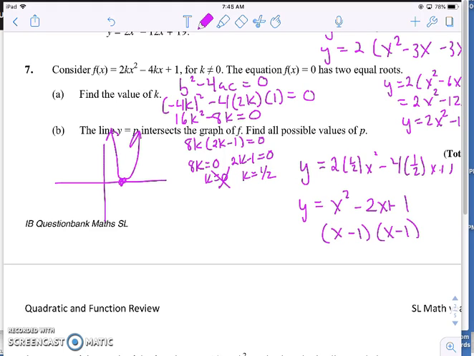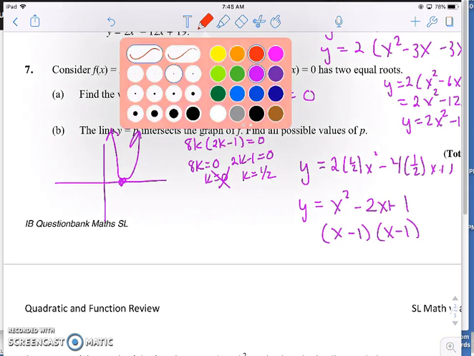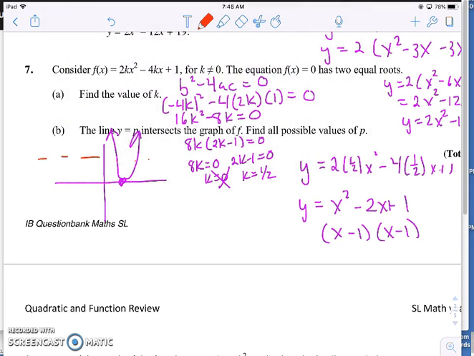So the line y equals p. So we know the line y equals p, it's a horizontal line. If it intersects the graph, well, what does it have to be? Well, our parabola is positive, so p would just have to be greater than or equal to 0 for it to cross, because if it was less than 0, it would not cross it.